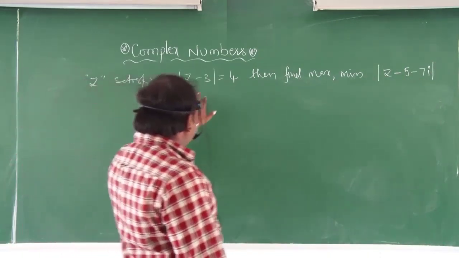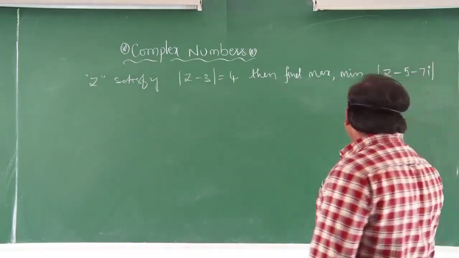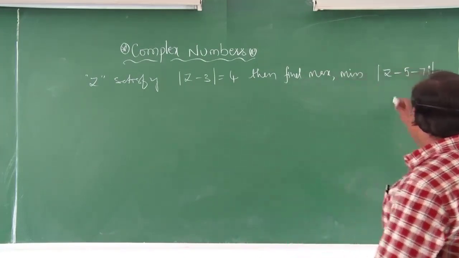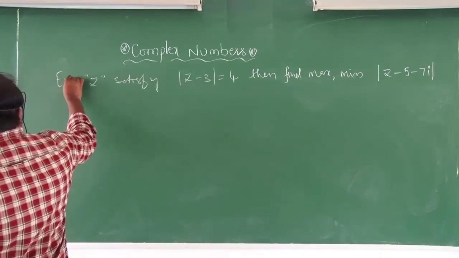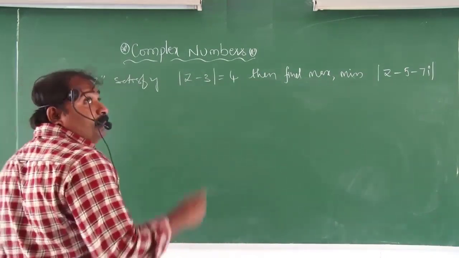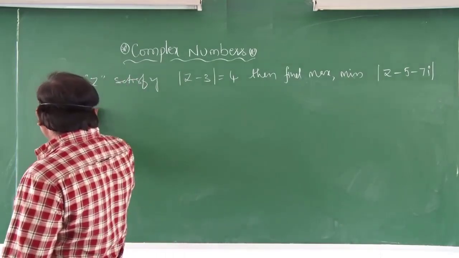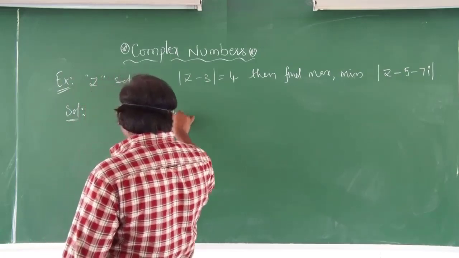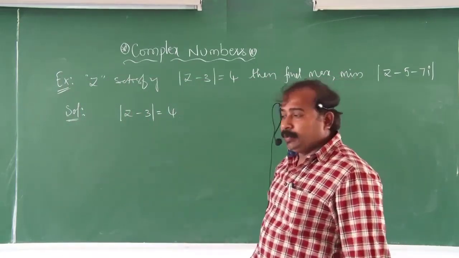So here z satisfies the condition modulus of z minus 3 is equal to 4. It is already given. We have to find the maximum and minimum value of modulus of z minus 5 minus 7i. Listen all of you. According to the given data, modulus of z minus 3 is equal to 4. First, what does this value indicate?